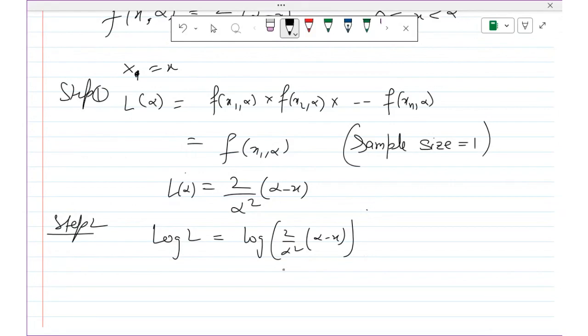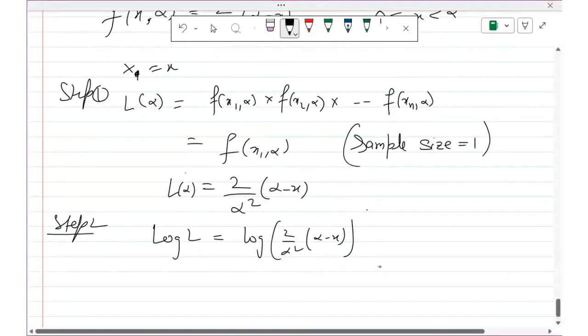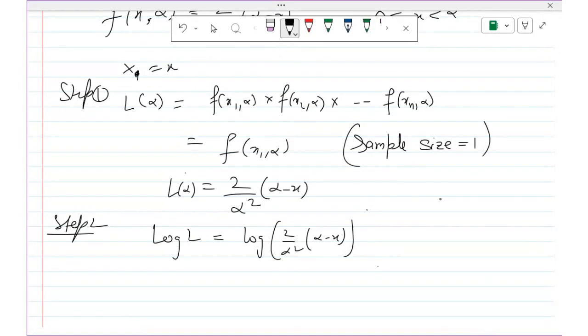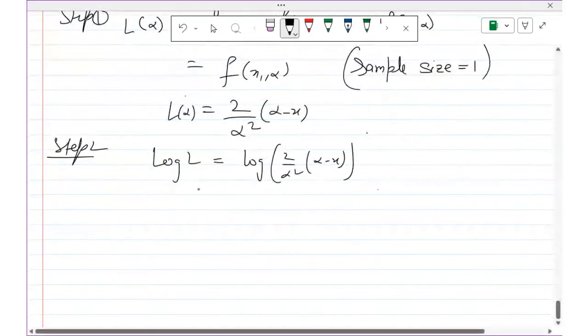Sir, unit 6. Ayush is saying unit 6. Okay, so let us start unit 6. So unit 6 is hypothesis testing.